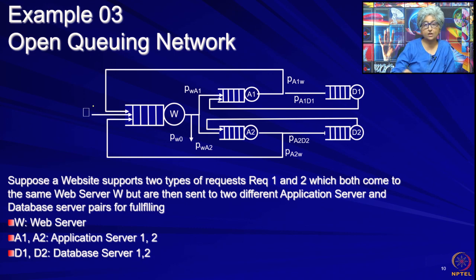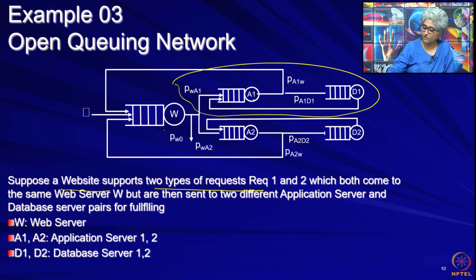This is the entire picture of the open queuing network. What are we looking at here? What is this modeling? Imagine that there is a website which supports 2 types of requests. Request 1 and request 2, which both come to the same web server W. But then they split based on what function these requests are for. They split to 2 different backends. This is one entire backend made of application server A1 and database server D1, and this is the other backend made of application server A2 and database server D2. This is a very common architecture.